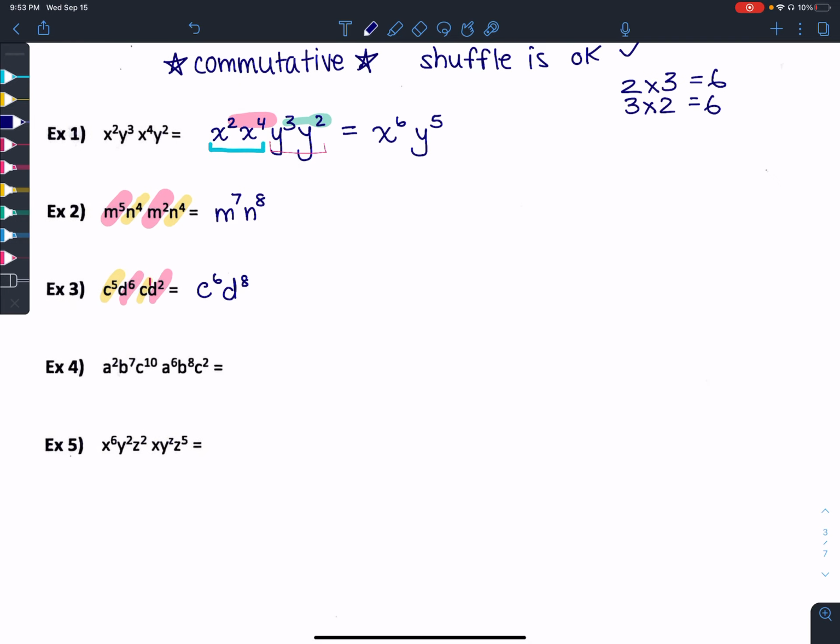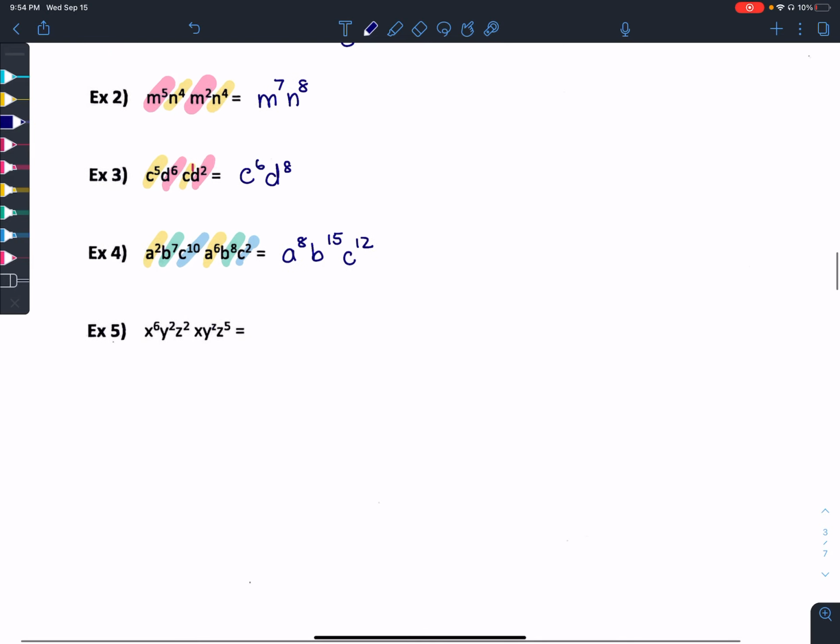Okay, the next example has 3 different variables. So we're just going to use 3 different colors, but the process is exactly the same. We add up those exponents. So for the A's, we have 2 plus 6. For the B's, we have 7 plus 8, which will give us 15. And for the C's, we have 10 plus 2, which will give us 12. So that is it. It's just an extra set of letters, which is not a big problem.